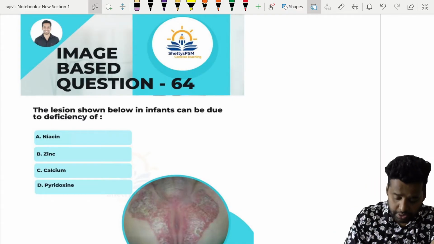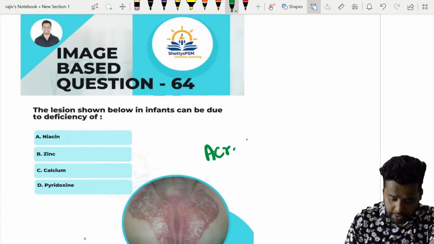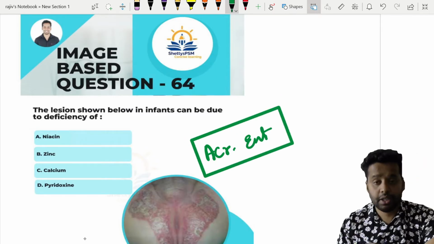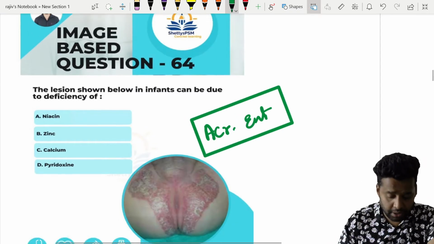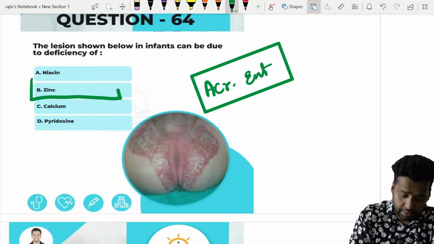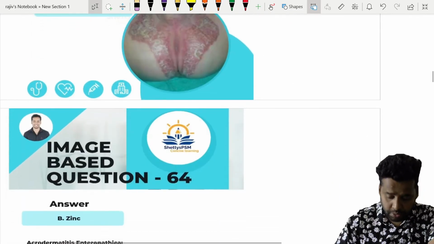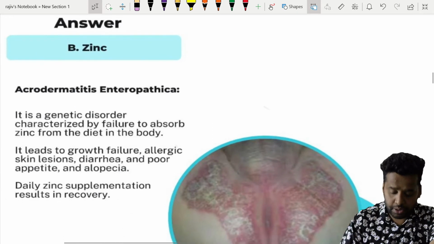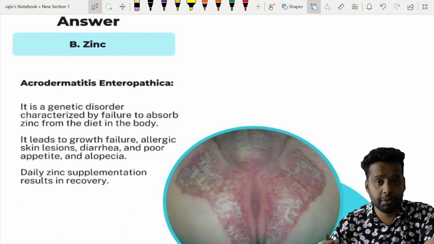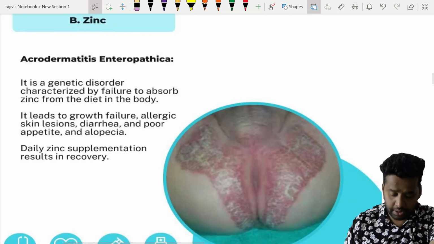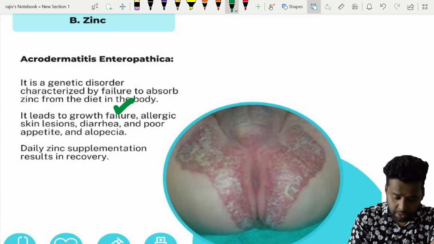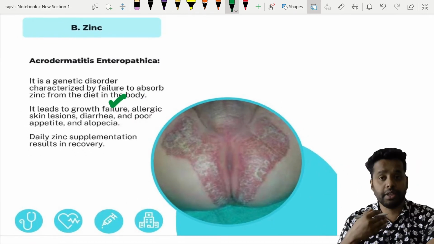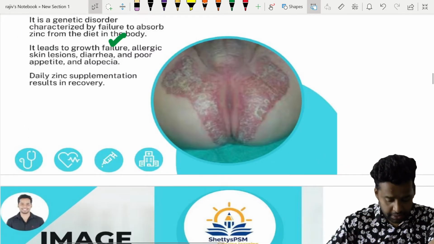What you are seeing is acrodermatitis enteropathica, with lesions around that area, and this is seen in zinc deficiency. It is a genetic disorder where the body is not absorbing zinc from the diet. You can see the lesions like this and there is growth failure also. How to prevent this? Zinc supplementation can reduce the symptoms.